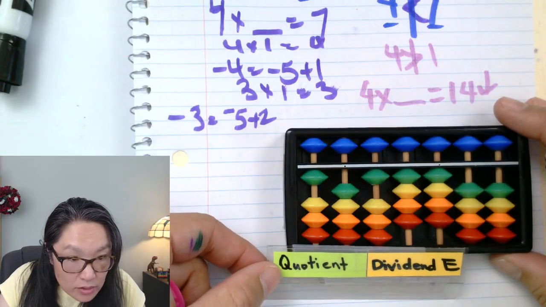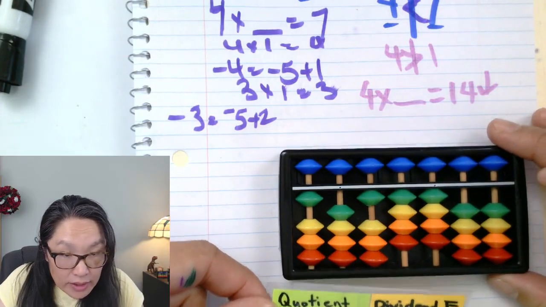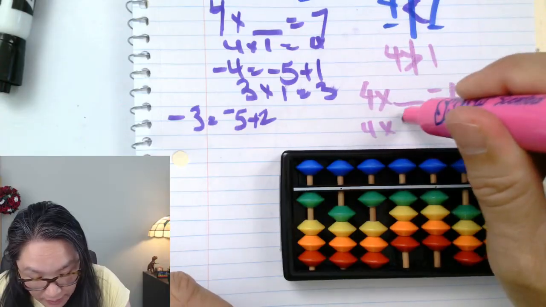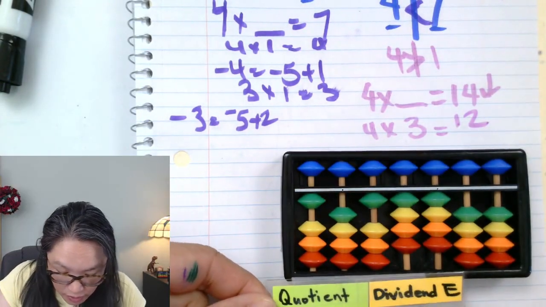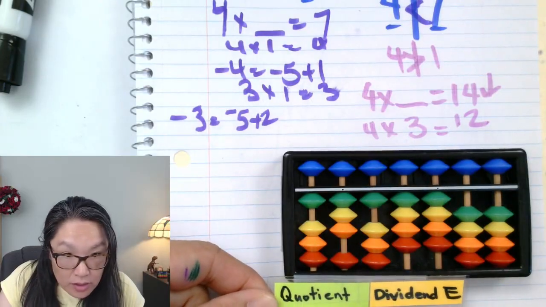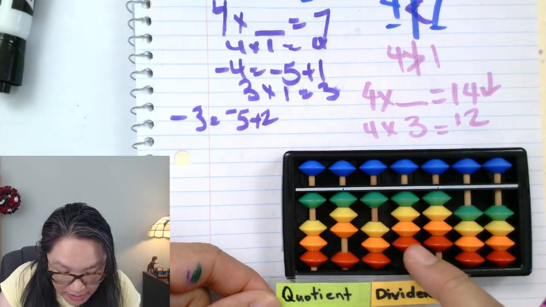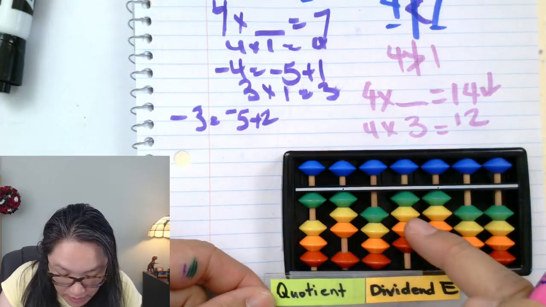What is the 3? Thank you, Lady E. 3. Yes. 4 times 3 is equal to 12, thank you, Arnell. So I'm going to add 3 here. Because I added 3 here, I'm going to take away 12. Take away 1, take away 2.